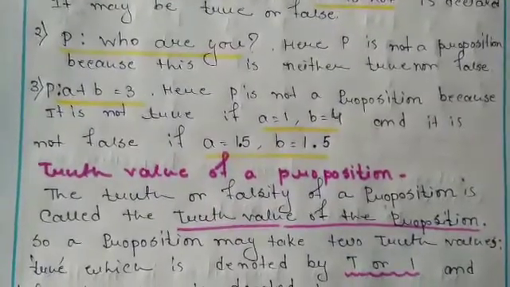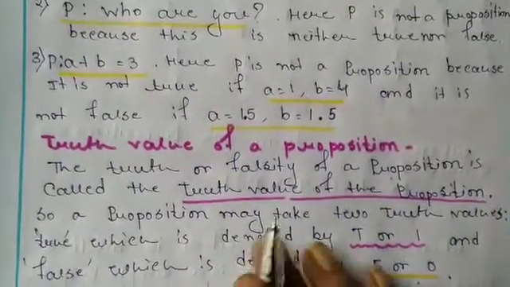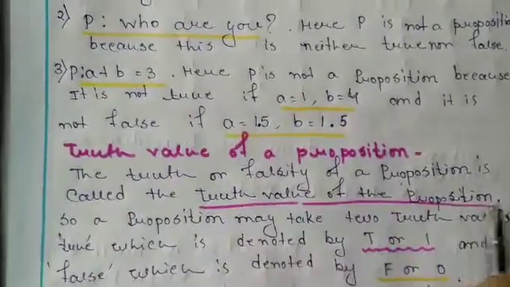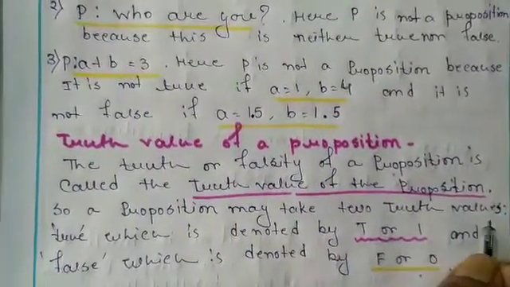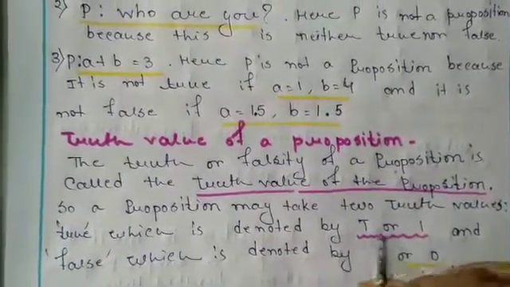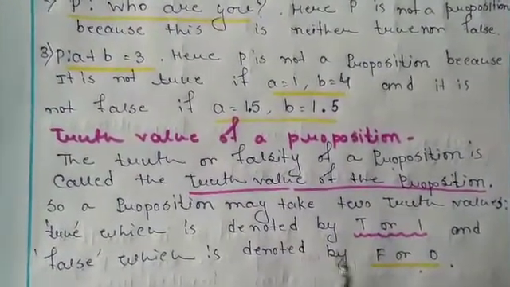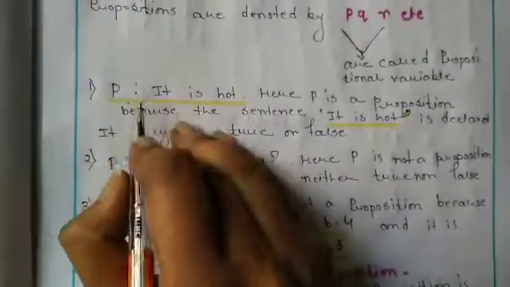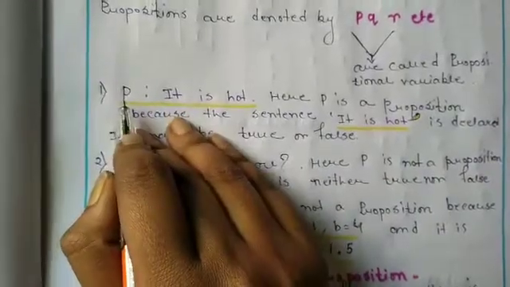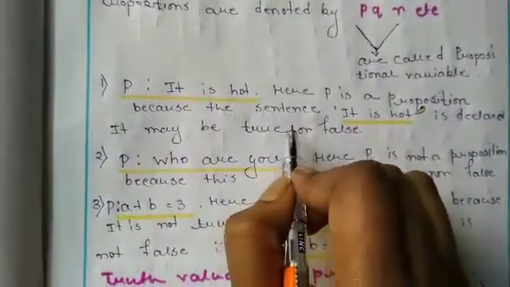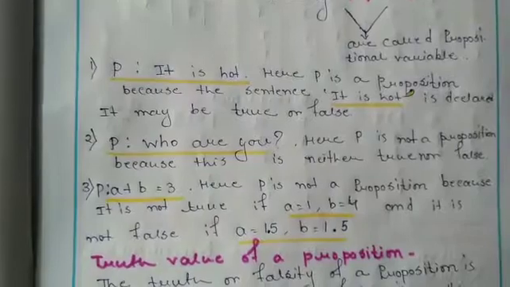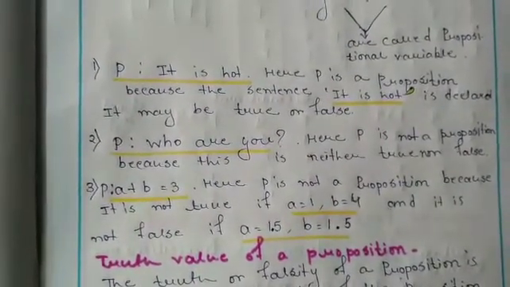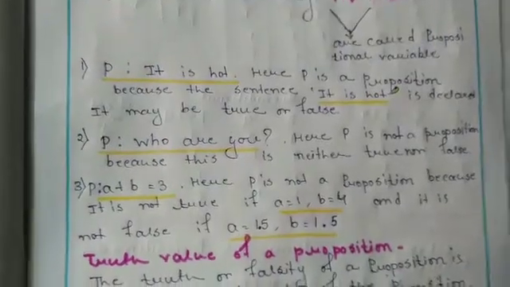I want to tell you what the truth value of a proposition is. The truth or falsity of a proposition is called the truth value of the proposition. A proposition may take the truth value true, which is denoted by T or 1, or false, which is denoted by F or 0. So for our proposition we can take only one truth value, which can be true or false.